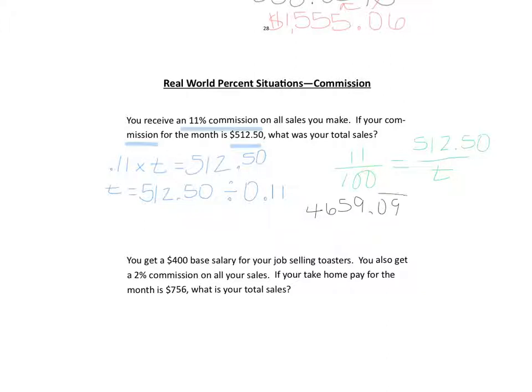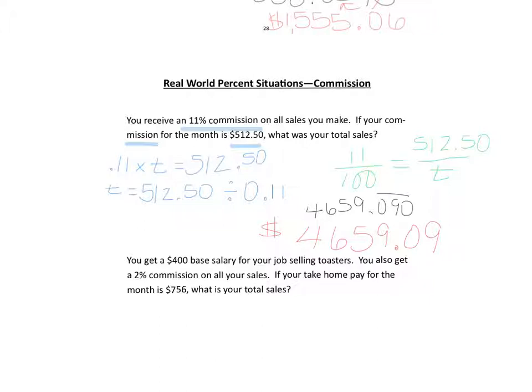4,659.09 repeated. When we go to round, we know that there's a 0 after that 9. 0 makes the 9 stay the same. So our total sales for the month is $4,659.09. So notice in that case that they gave us the commission and we had to find the total. So that's how we knew we were given the part and we had to find the whole amount.